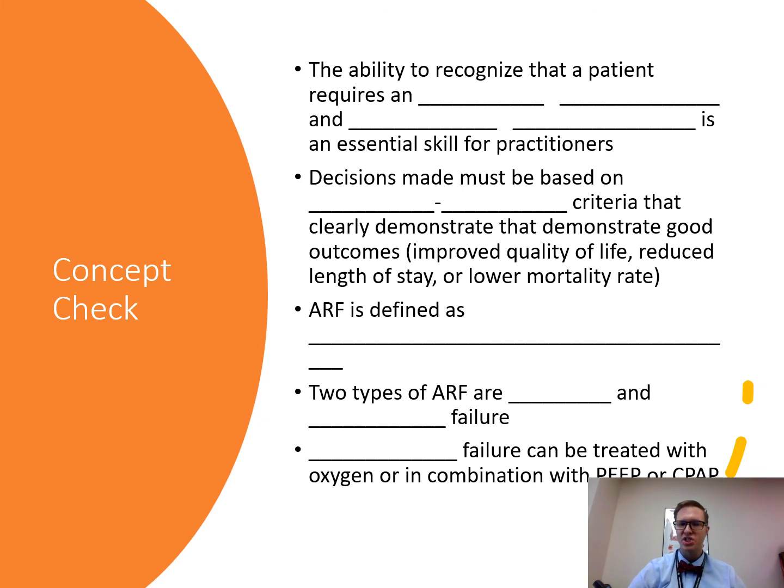All right, some concept checks for you. So these are great to make sure that you have some of this good information down. So the ability to recognize that a patient requires an artificial airway and mechanical ventilation is an essential skill for practitioners. So knowing when a patient needs an airway and when they don't are very, very important, right? We don't want to just go be putting tubes in every person that comes in, right? And we don't want to delay care for patients either, because that could lead to a lot more serious complications as well.